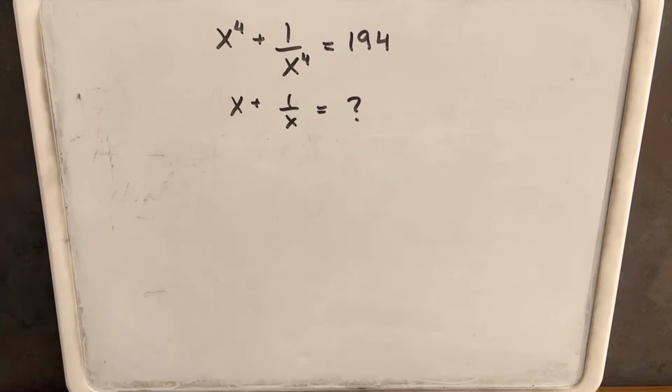Have an interesting problem on the board here today. We have x to the fourth plus 1 over x to the fourth equals 194. And we're asked to solve for x plus 1 over x.